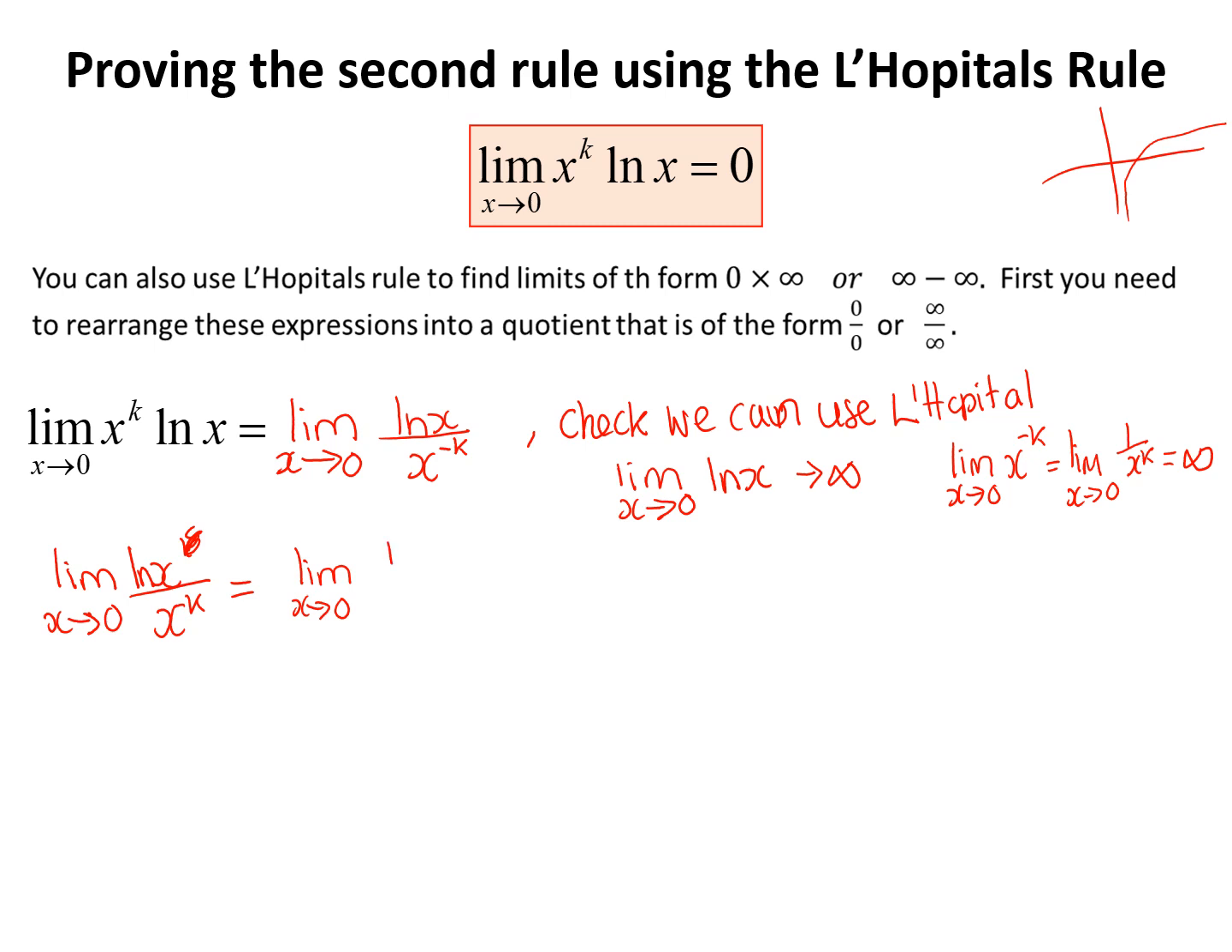of 1 over x, and this one, differentiate x to the minus k. I'm going to bring the minus k down, and then x to the minus k, and you take 1 off it as well.